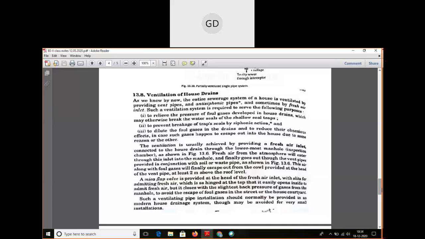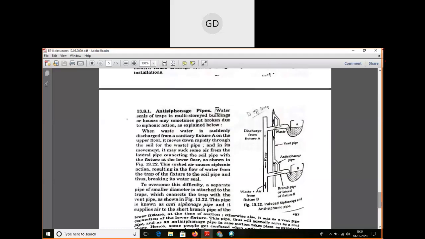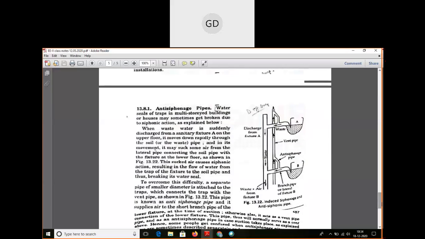Basically, this ventilation is provided mainly to relieve the pressure of foul gases that is developed in the house drains. So basically, this is the main reason. Then another one is, just now whilst reading, we got one term, an anti-siphonage pipe. So what is an anti-siphonage pipe?